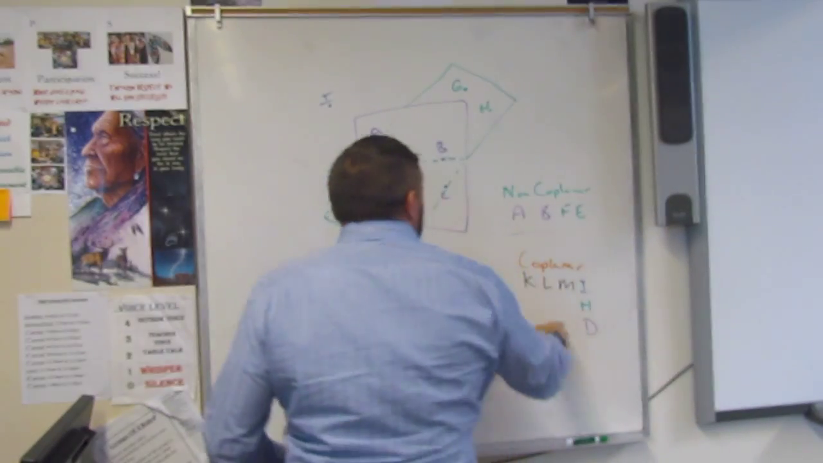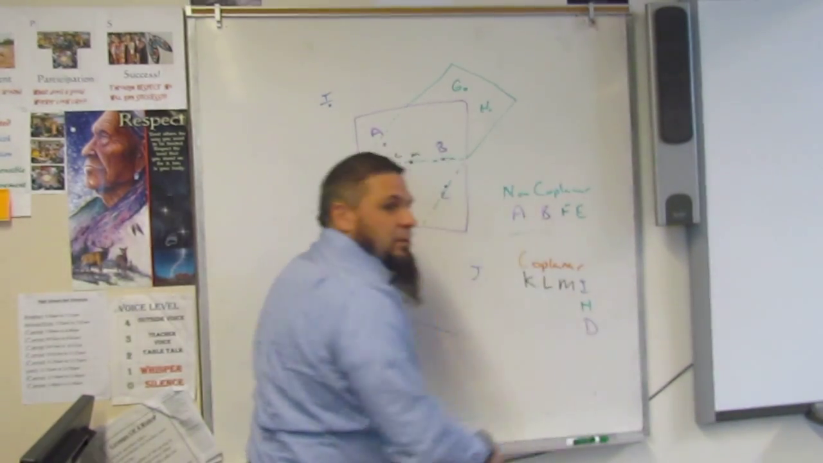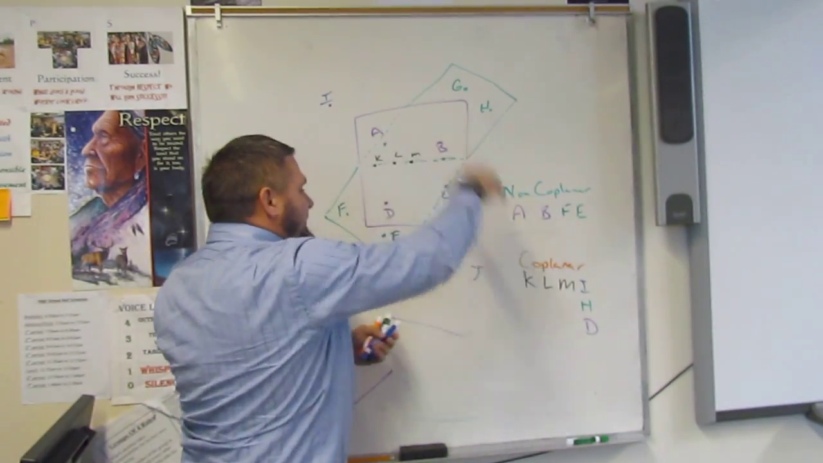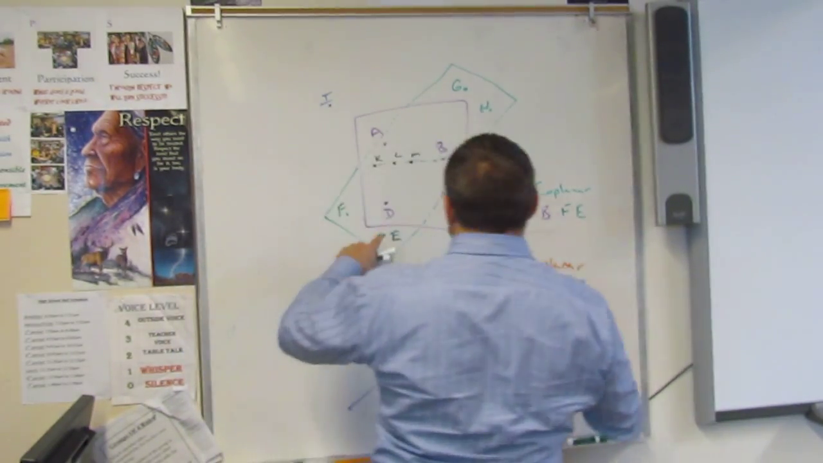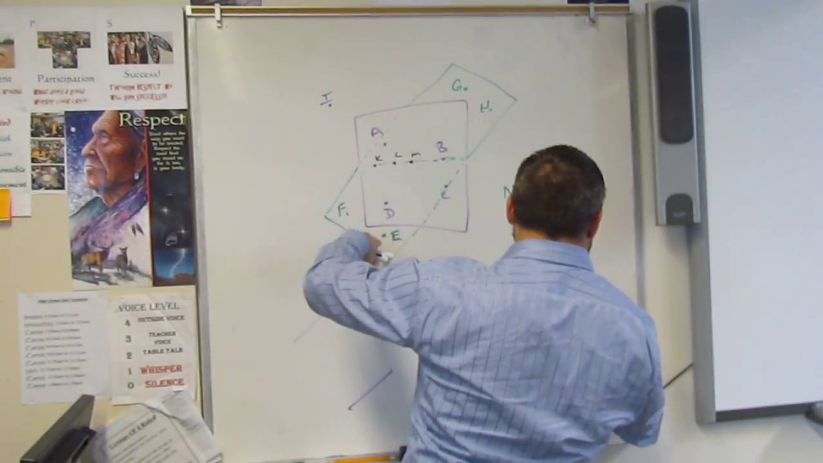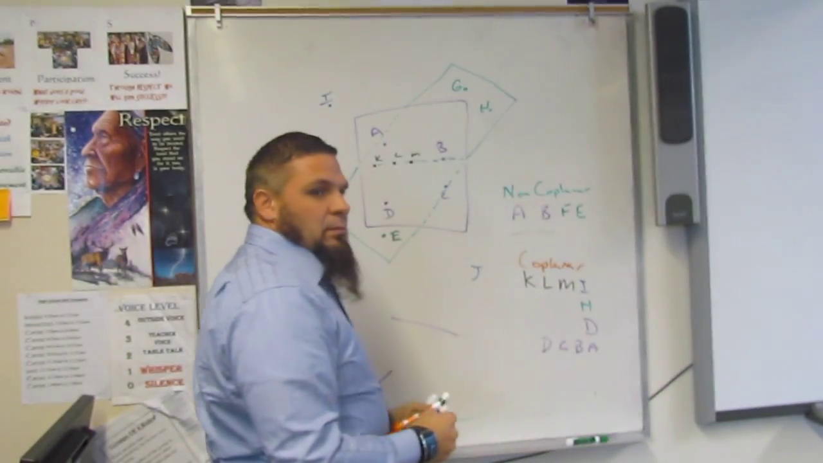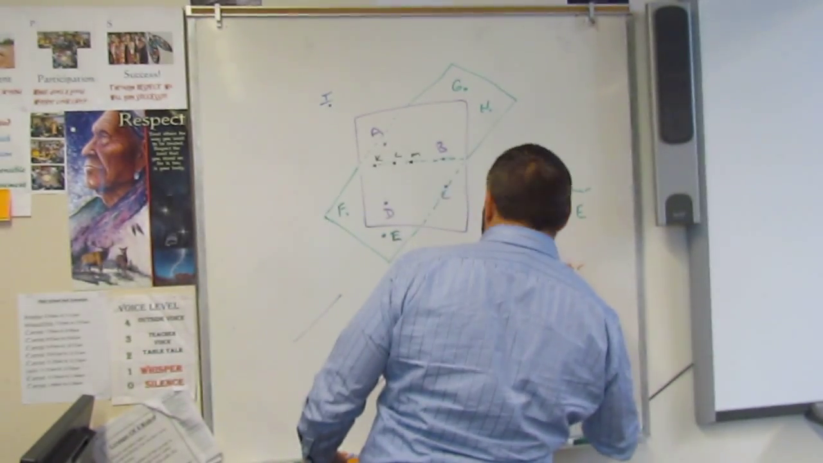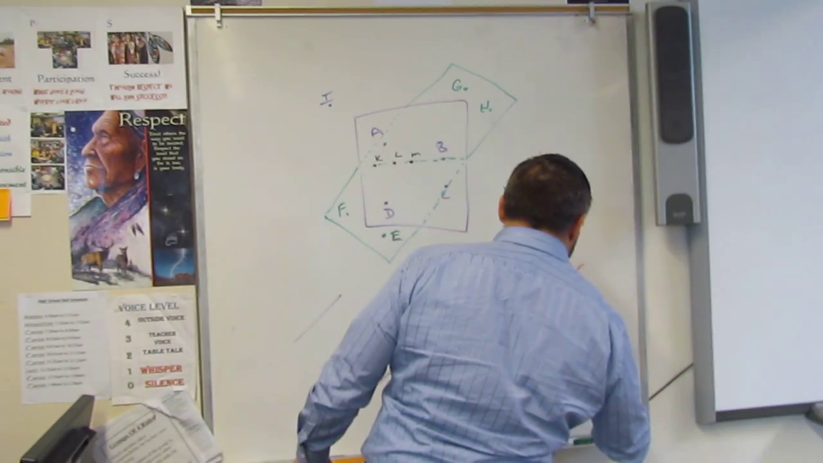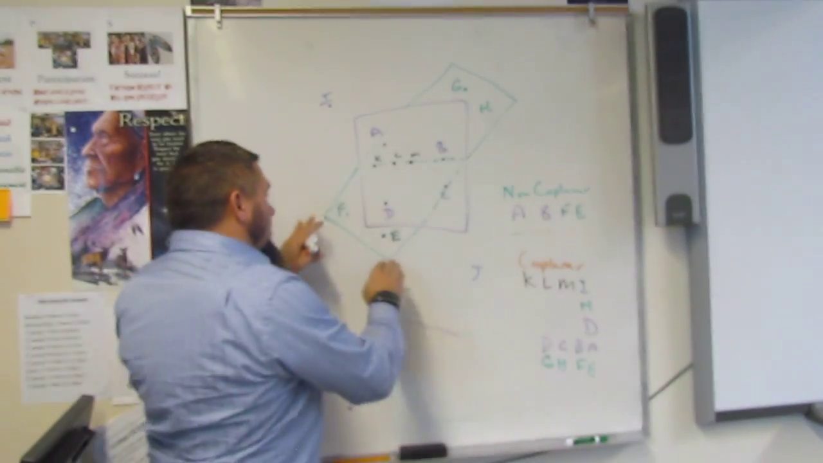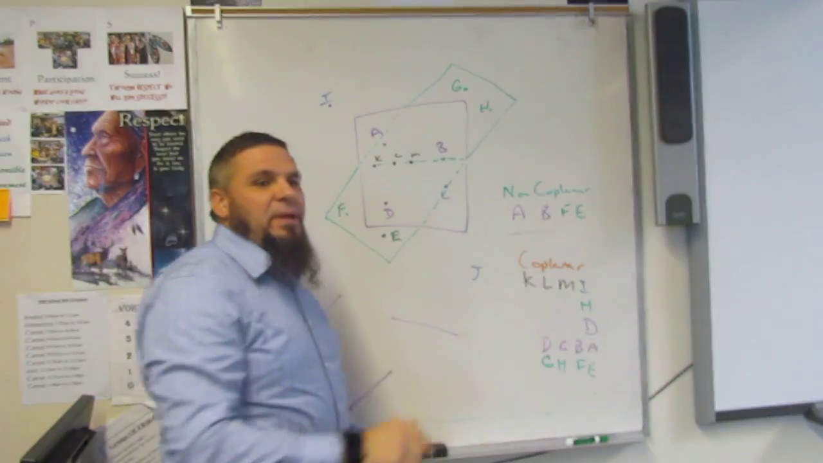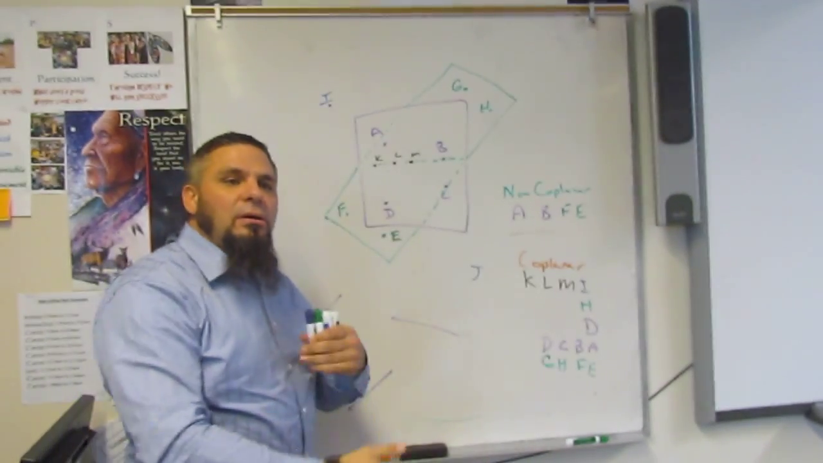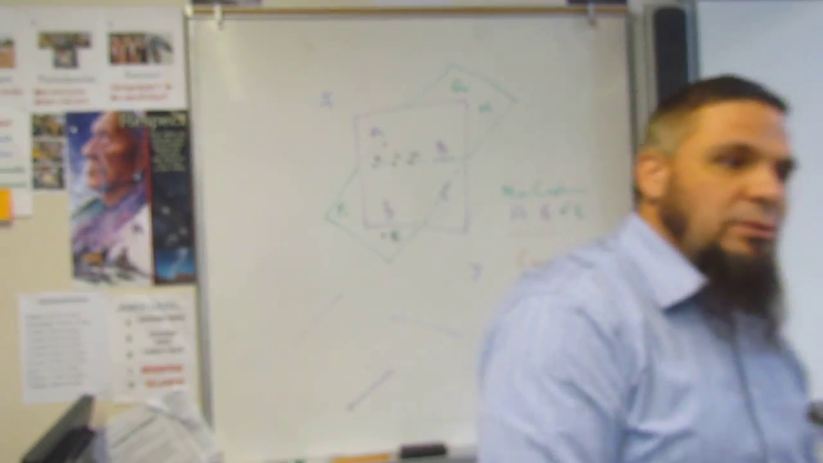Okay? So you have to be careful with these, with lines. Otherwise, you're just looking for 4 of the same color. D, C, B, A, G, H, F, and E. Okay? They're on the same color of plane of existence. That's it. That's coplanar versus non-coplanar. Okay?